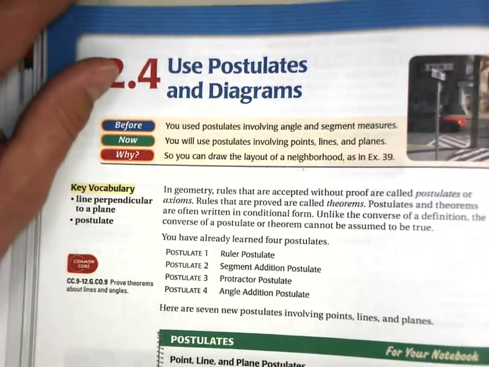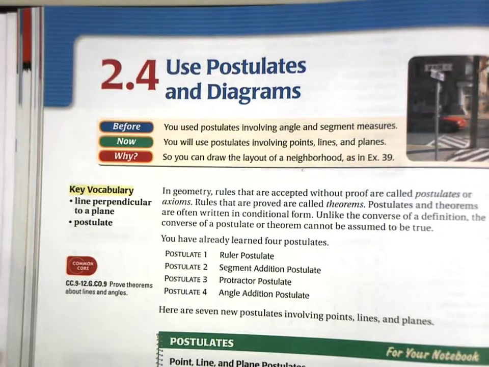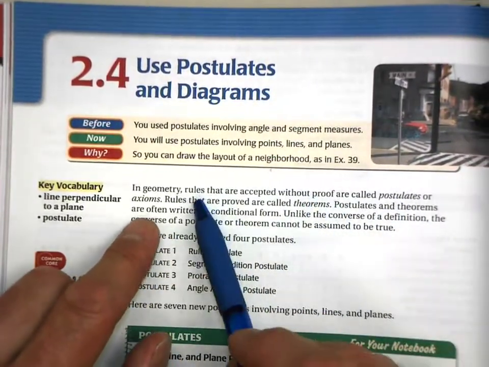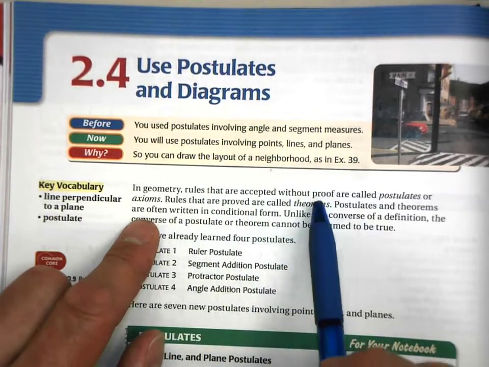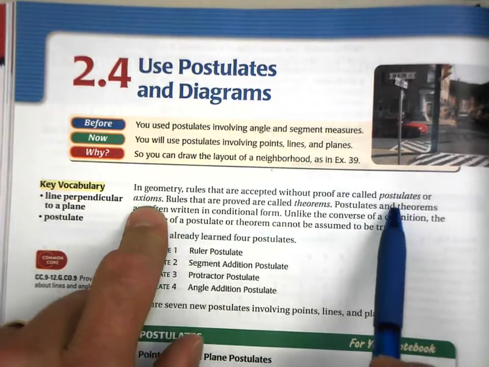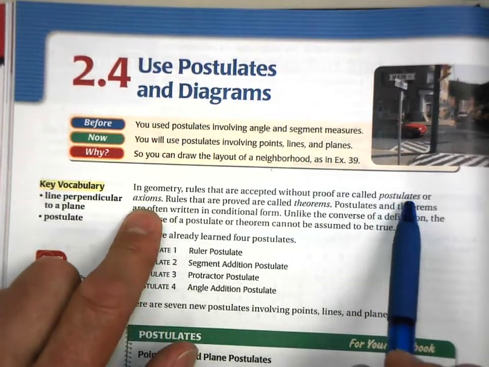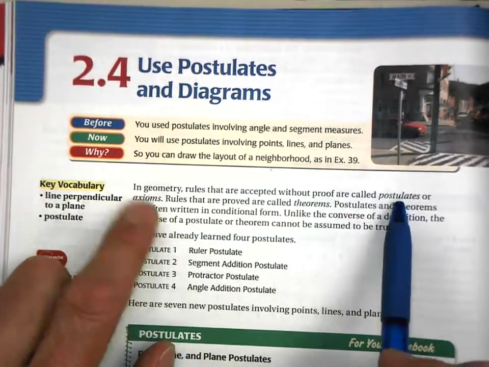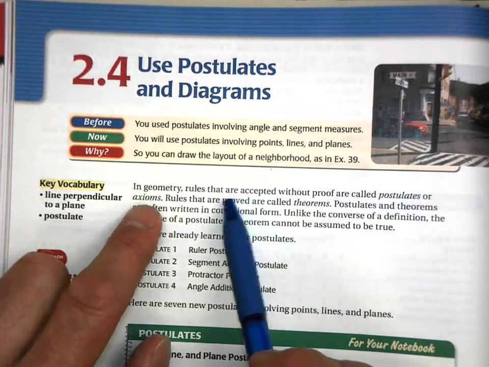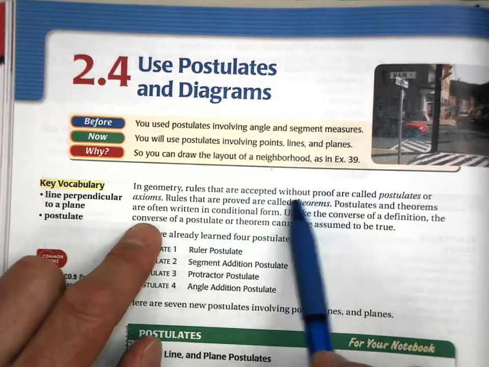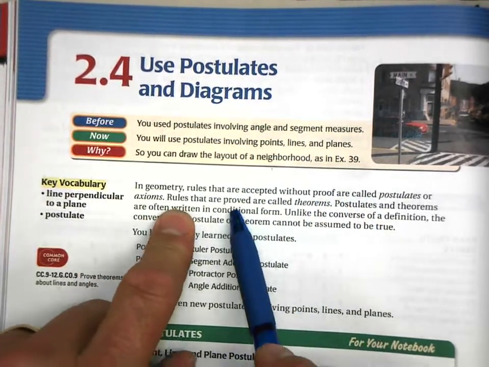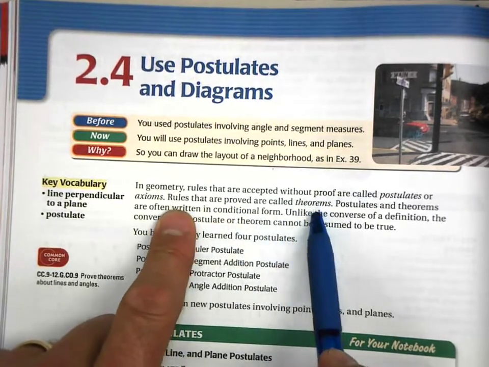Postulates. Now, it's been a while since we defined postulates. Remember, postulates are rules that are accepted without proof. And axiom is a synonym of postulate. Postulate and axiom mean the same thing, and they are rules that are accepted without proof. Whereas rules that have to be proved are called theorems.